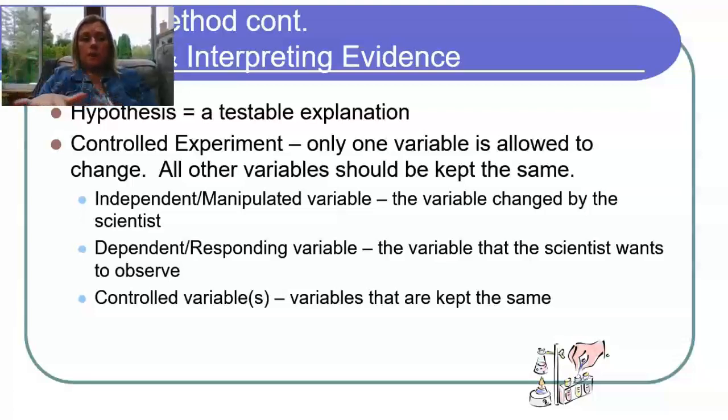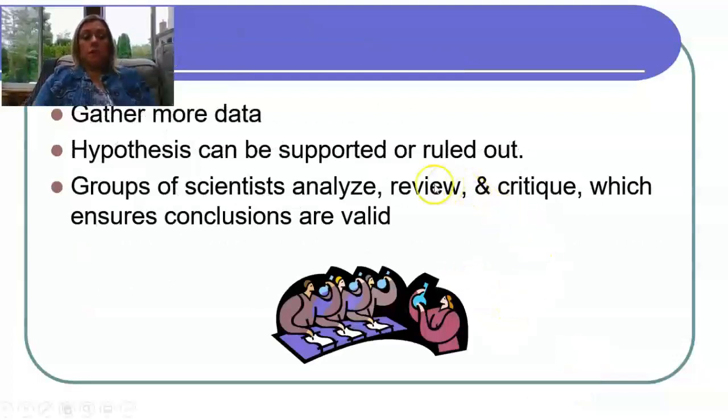But I want to keep all the other variables the same in this experiment. So I would want to take like 2 trees and put the same soil and the same amount of water and the same amount of sunlight and the same amount of time, because if I change any of those variables, I might be affecting my experiment. You're going to want to gather more data.